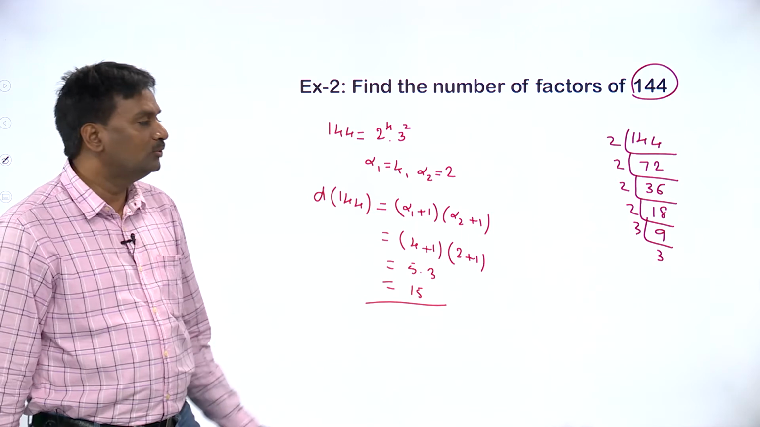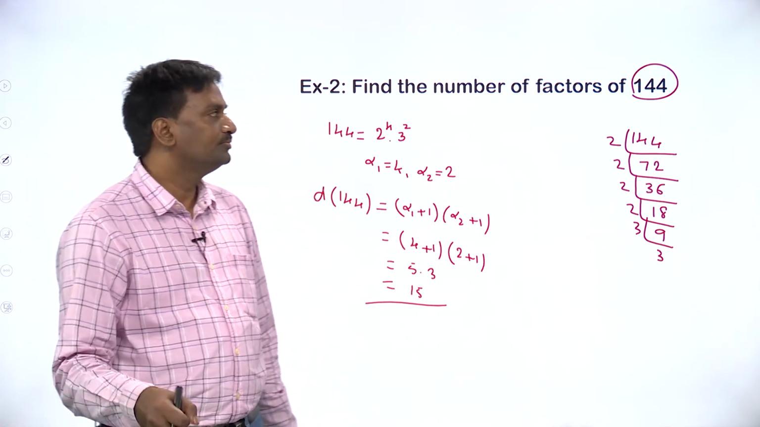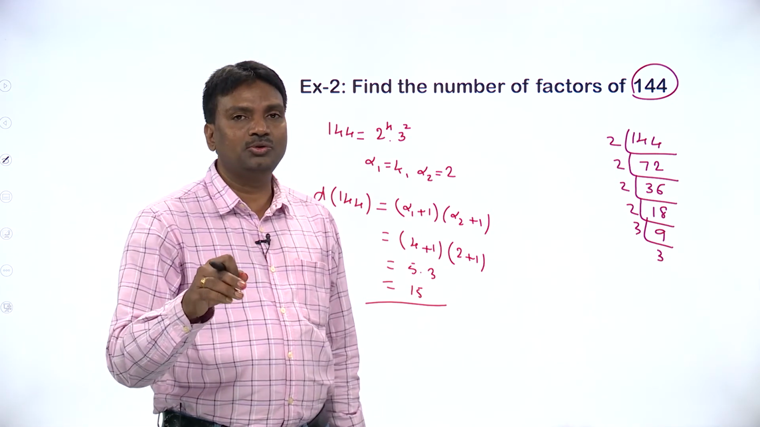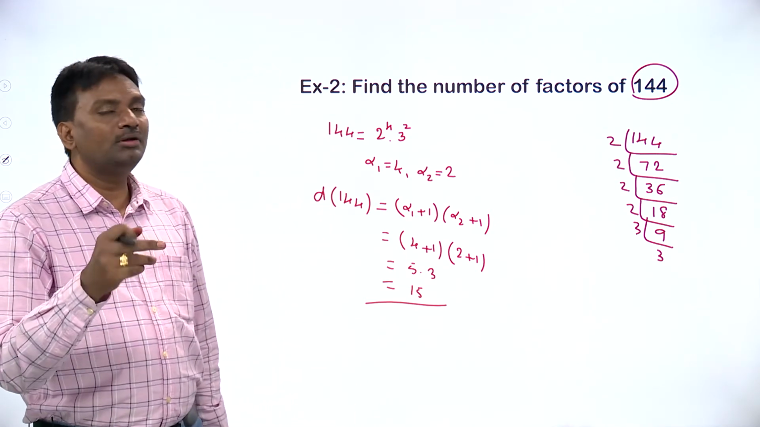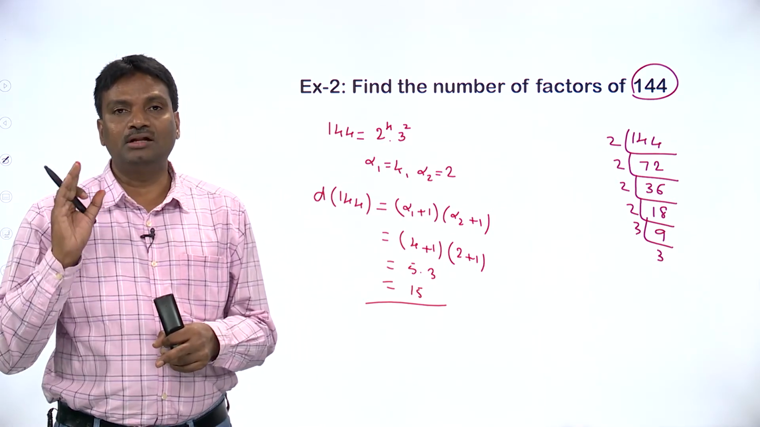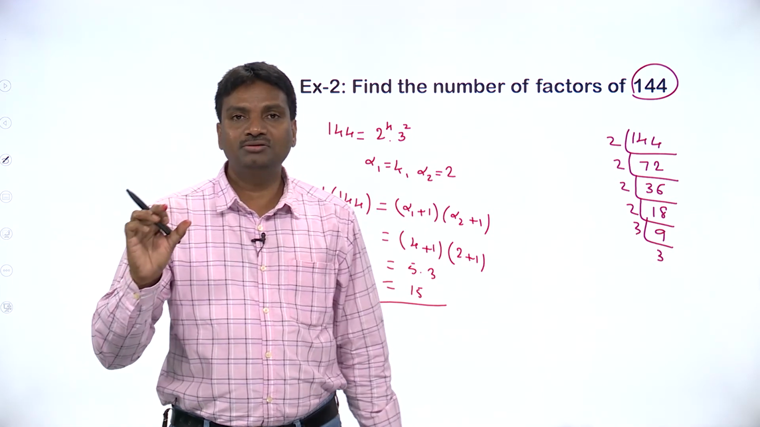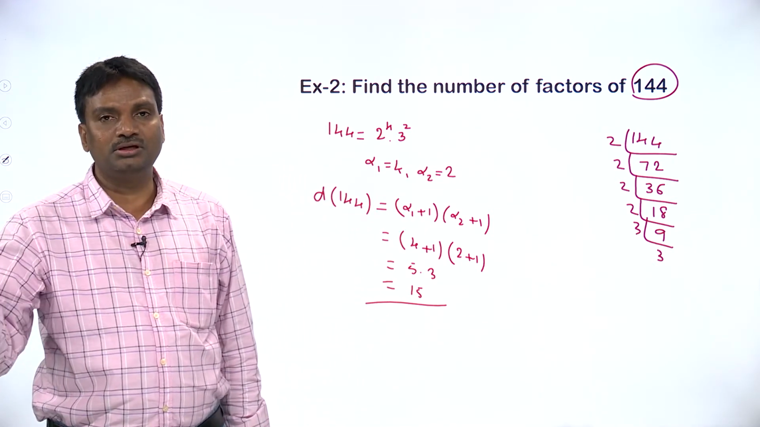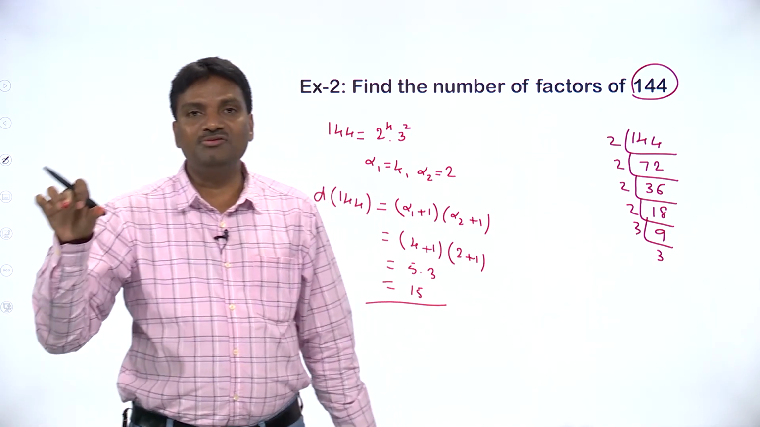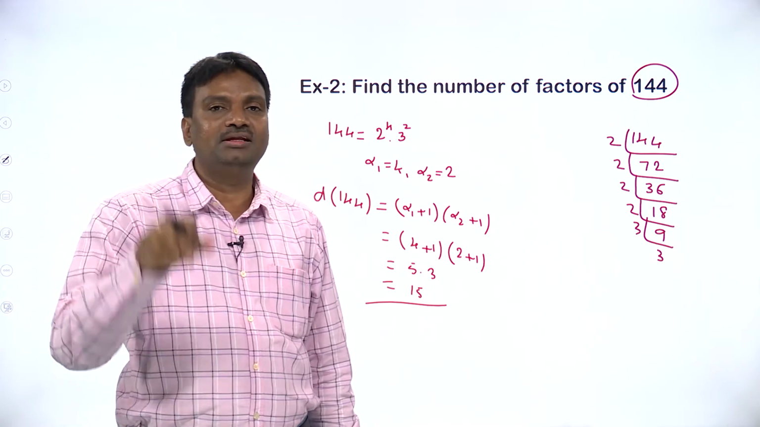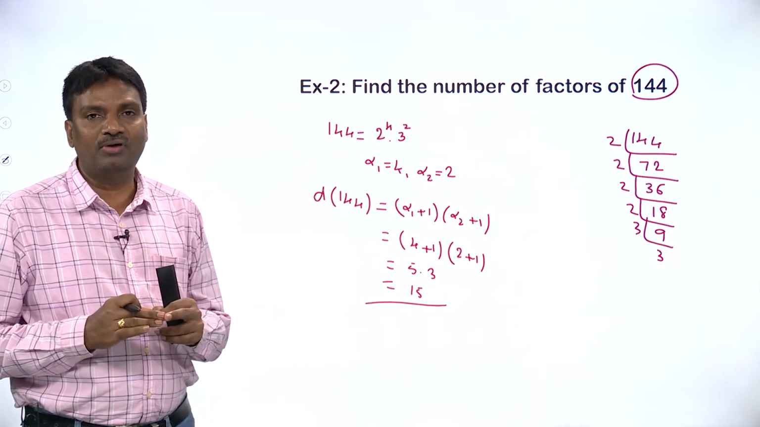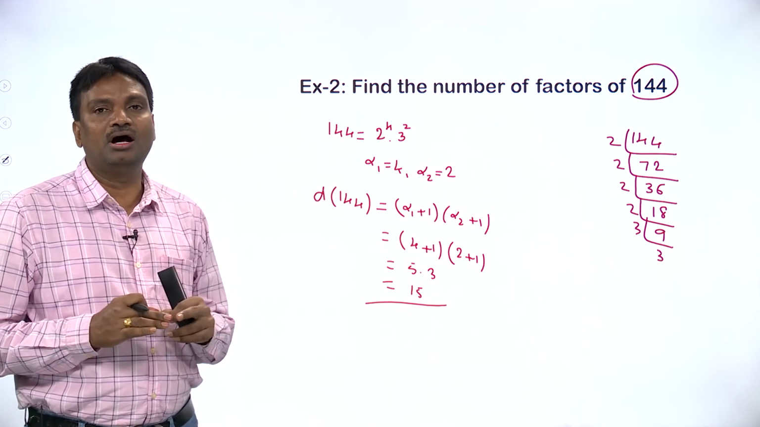If you want to write all those 15 factors: 1, 2, 3 is also a factor, 4 3s are 12, 4 6s are 24, 4 is a factor, 6 2s are 12, 6 4s are 24, 6 is a factor. So we can write like that. If you want to write all the factors of 144, take the numbers 1, 2, 3, 4, 5, 6, so on. If the number 144 is divisible by that particular number, then we can say that it is a factor.